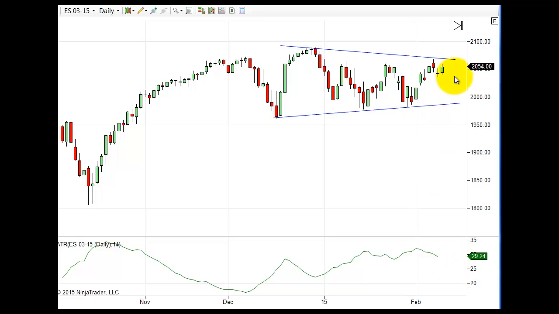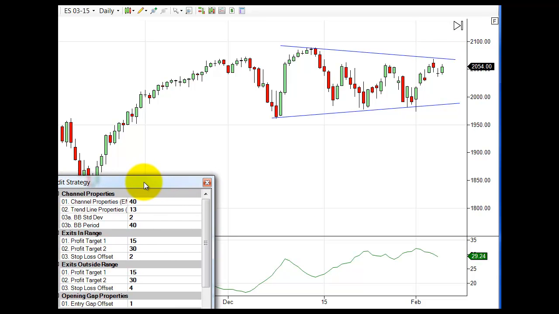Since we are in ranges, I want you guys to change your setting. Instead of having your exits in range profit target 15, just bring it down to 12. And profit target will be 30 on the two. Exits outside of range, we're going to leave as is. Everything else is going to stay the same.